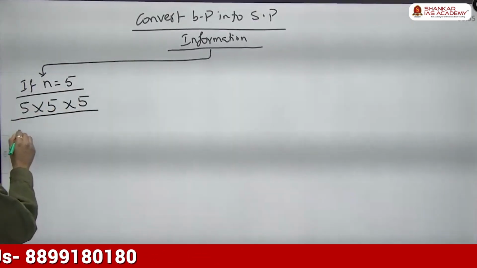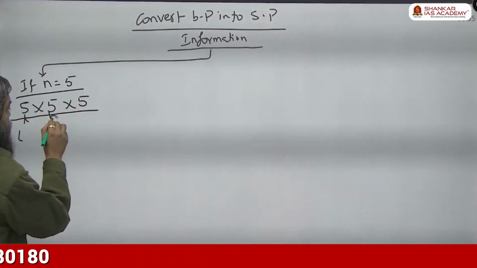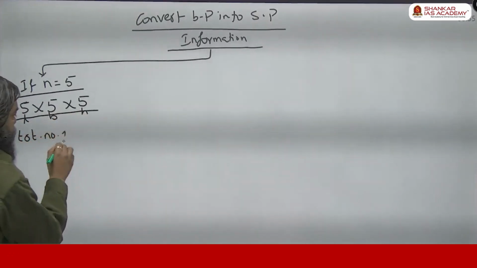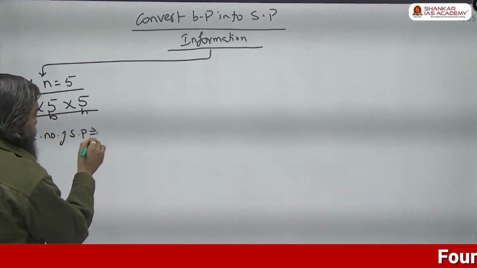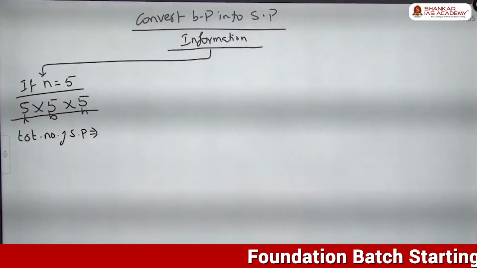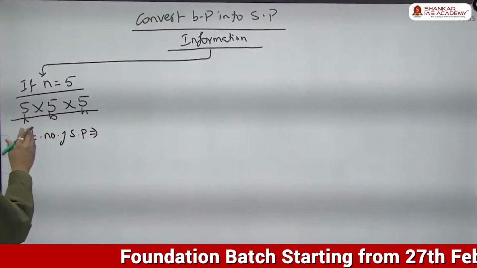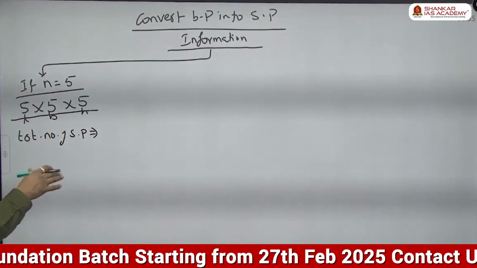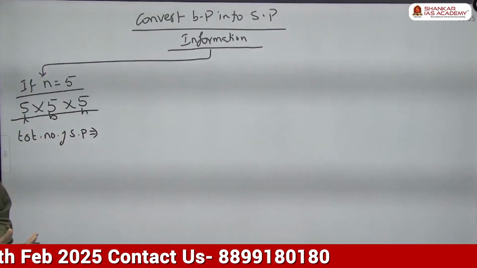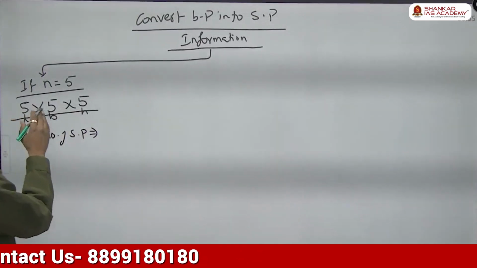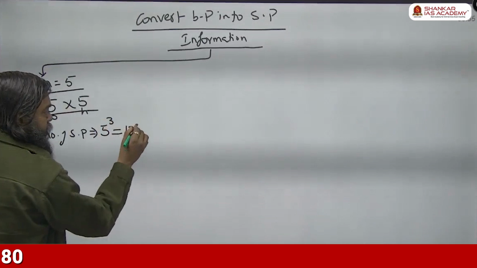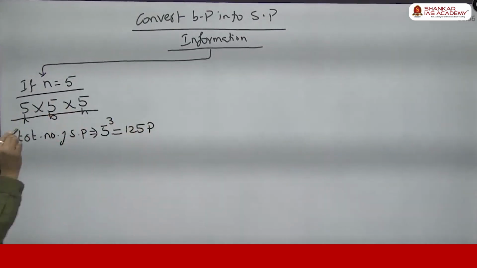Now, what is the total number of smaller pieces? This is the length, breadth, height. Listen. Now, the total number of smaller pieces is asked. That means volume is asked: length into breadth into height. So 5 into 5 into 5, how much? 5 cube. That is how many pieces? 125 pieces. Do you understand up to here?